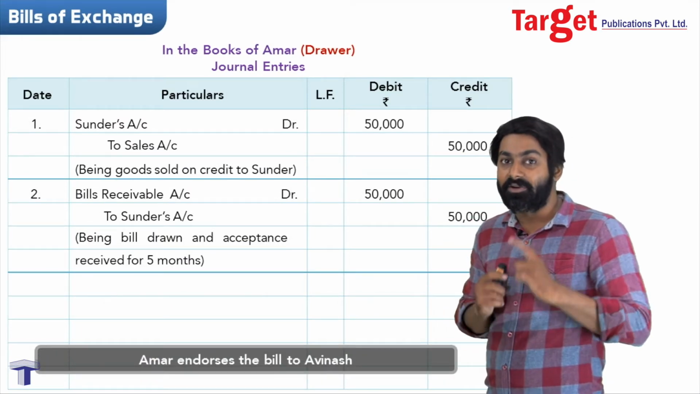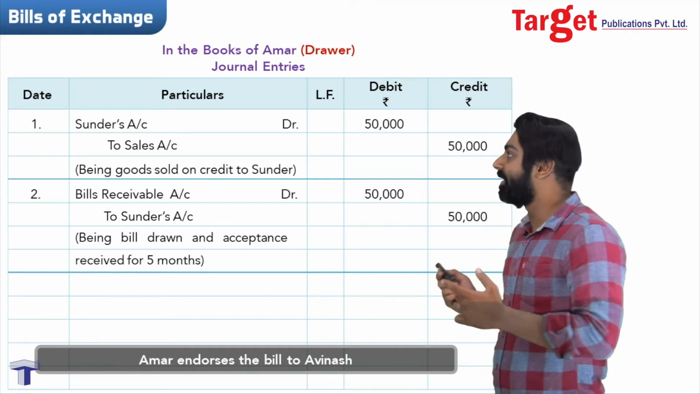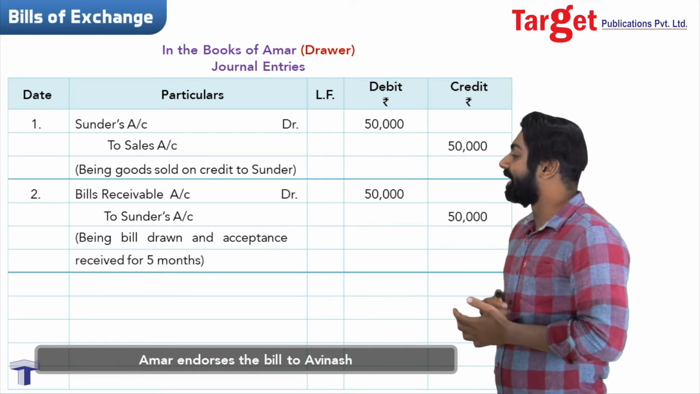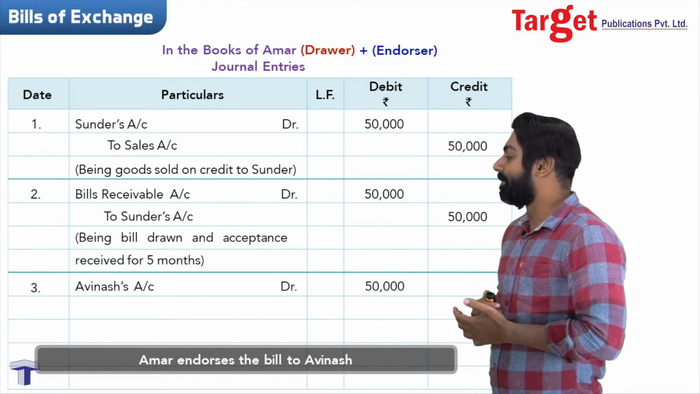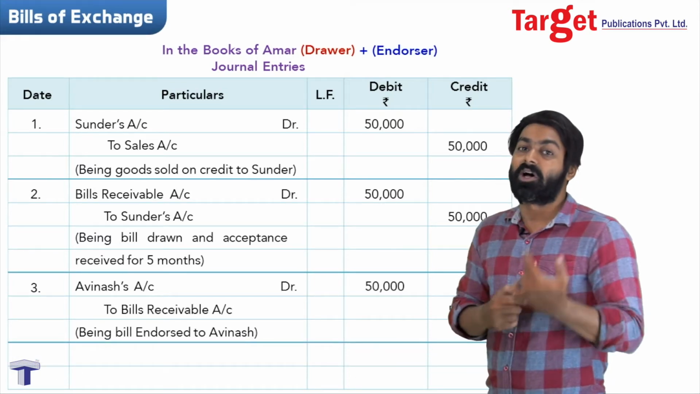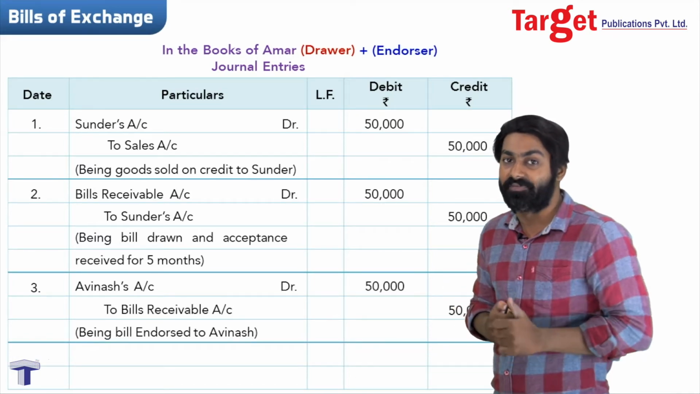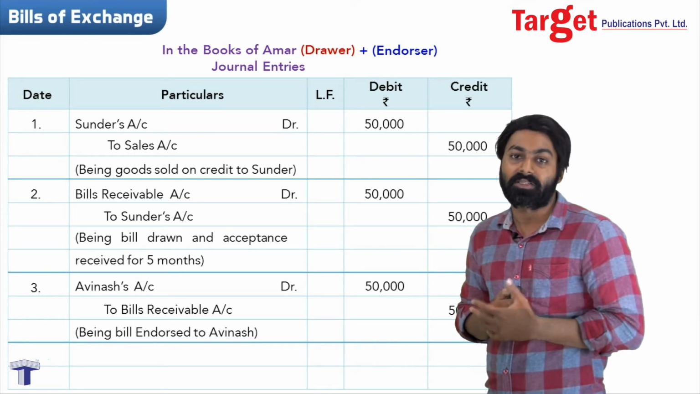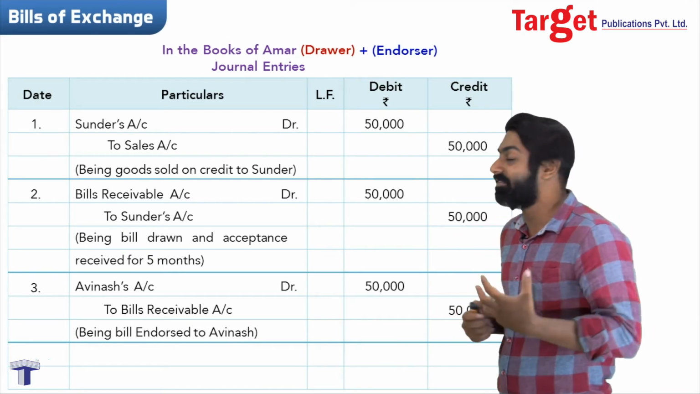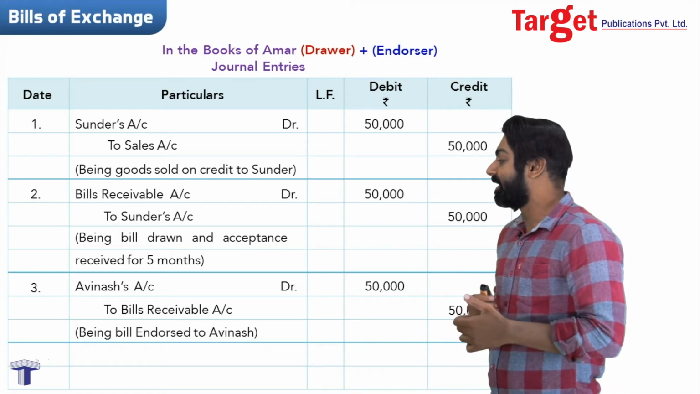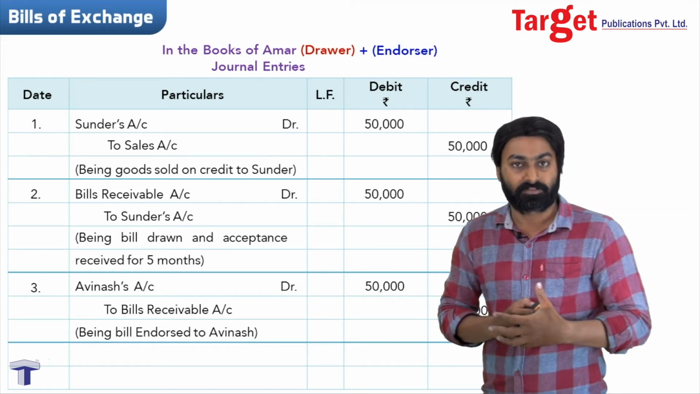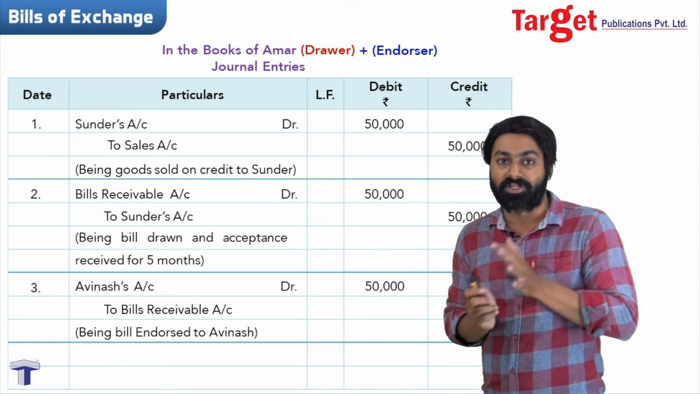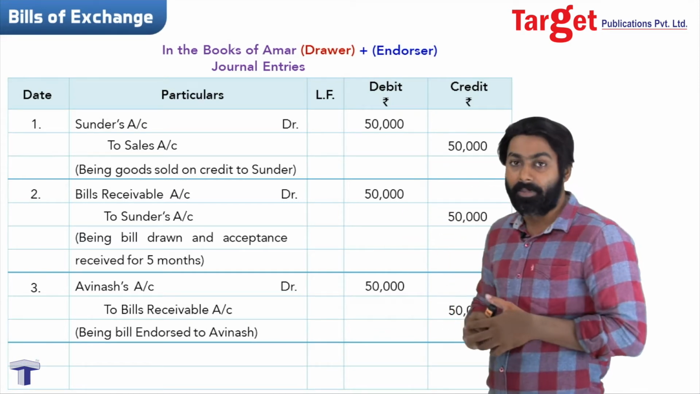So now there will be a new entry for endorsement of bill. In the books of Amar, the entry will be Avinash account debit to Bills Receivable account. Now this is the entry for endorsement of bill. Why Avinash account debit? Because debit the receiver, Avinash is the receiver of that bill. And why Bills Receivable credit? Because bill is going out. So Avinash account debit to Bills Receivable account in the books of Amar.